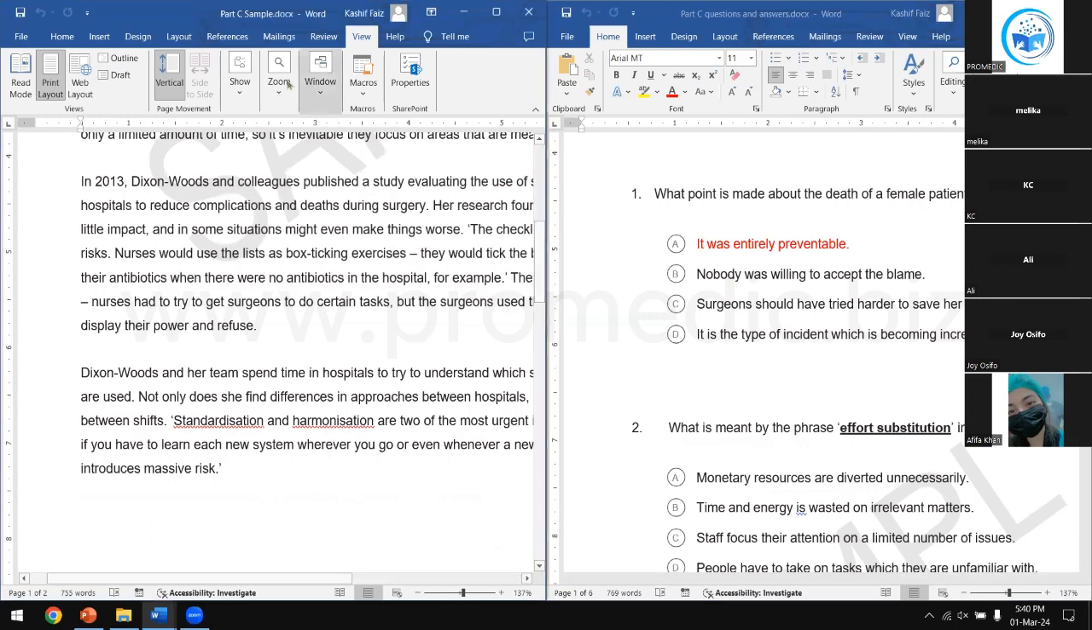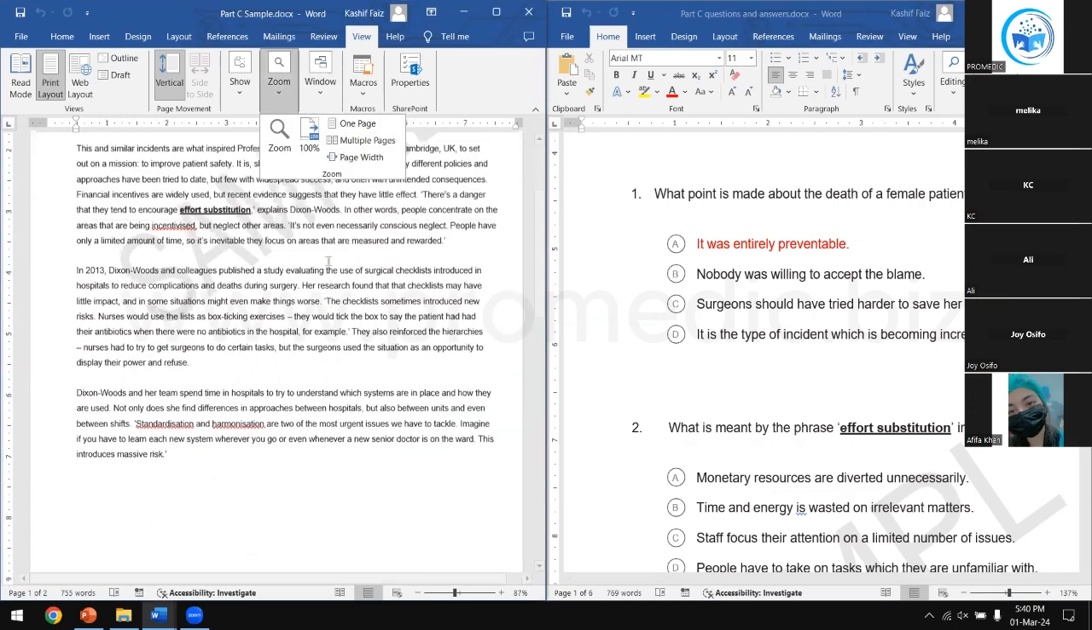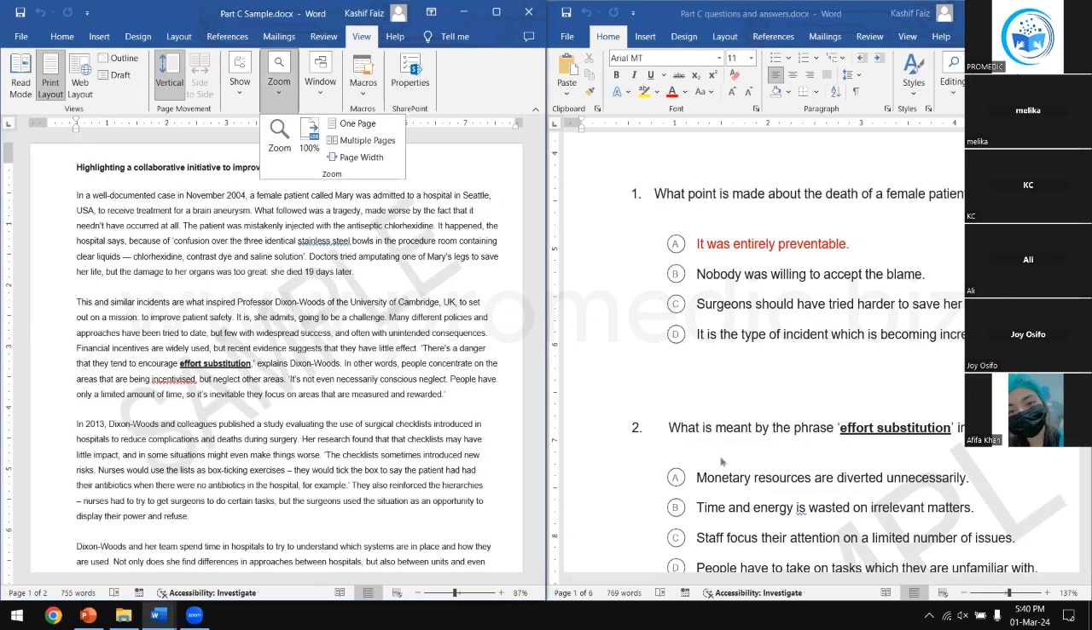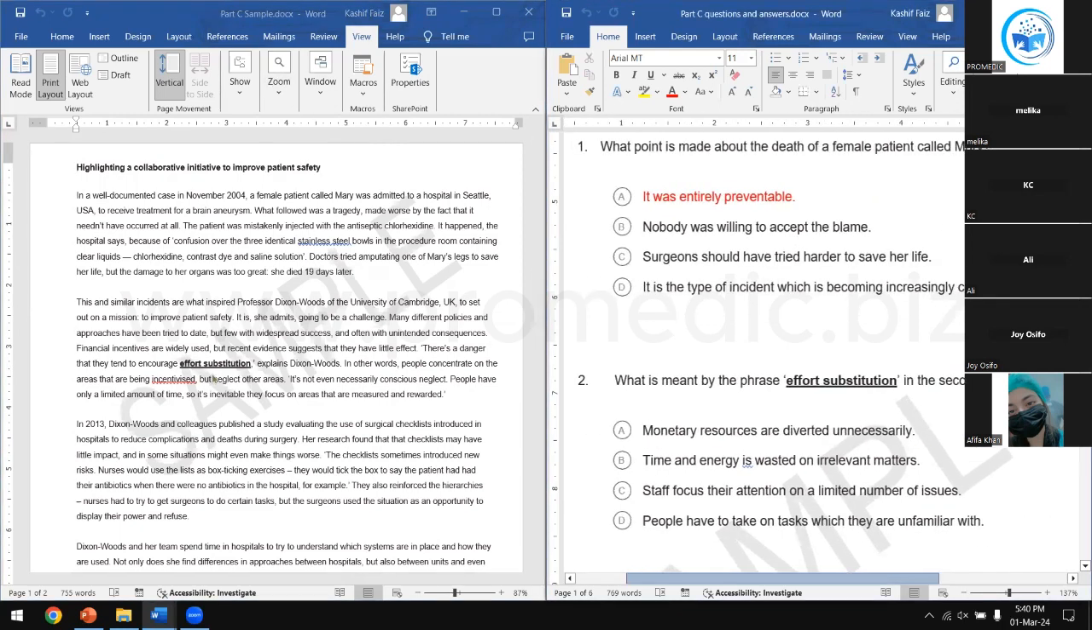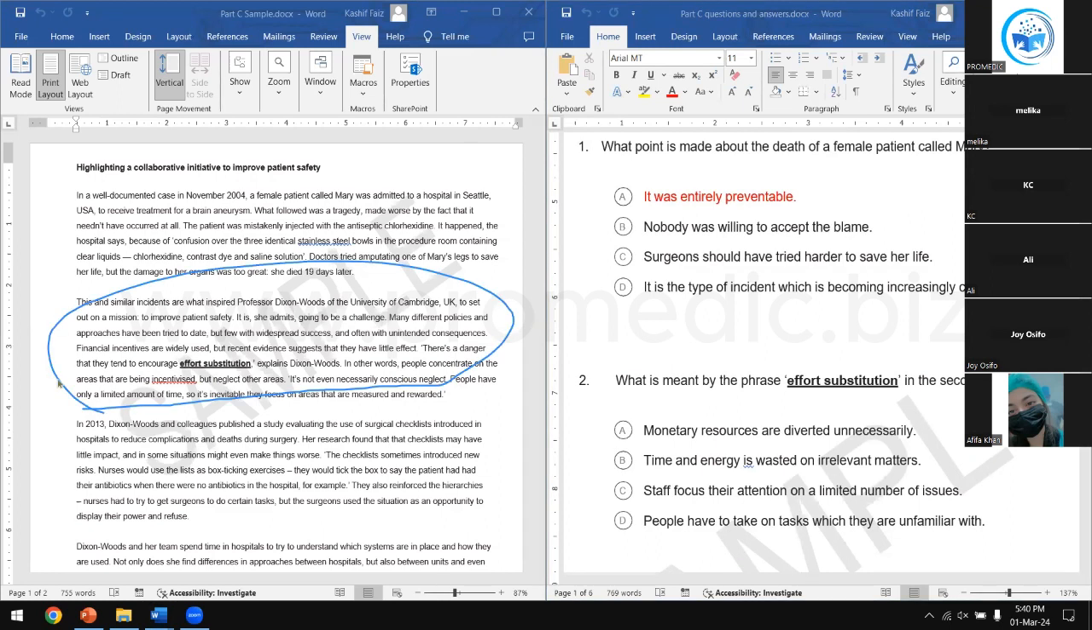Okay, now the second question. The second question is from the second paragraph. Please, this is the second paragraph. Read this one and try to answer this question too. Hurry up. Okay, tell me what the correct answer is.